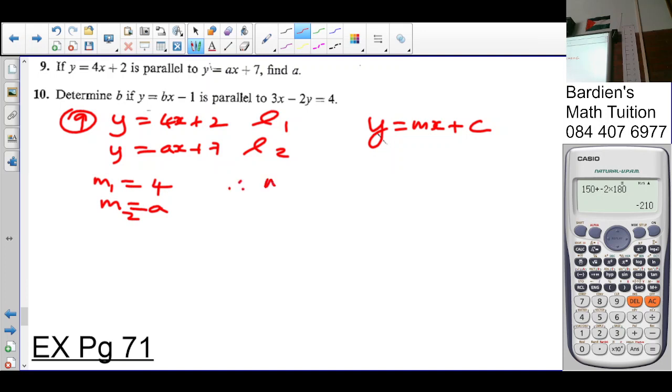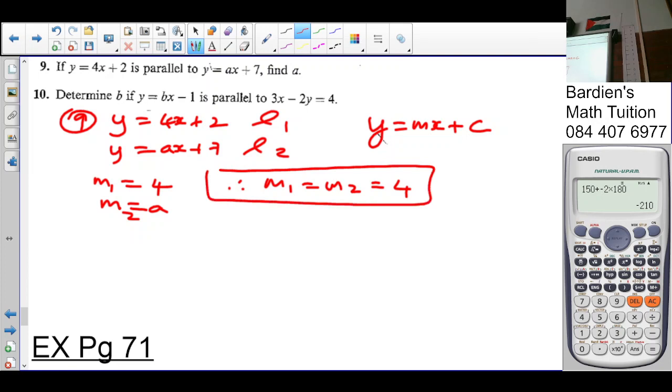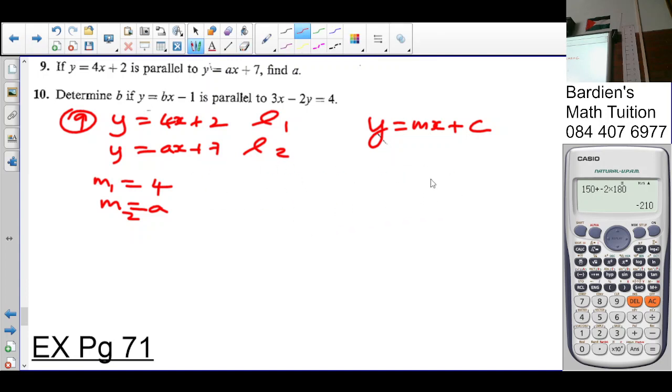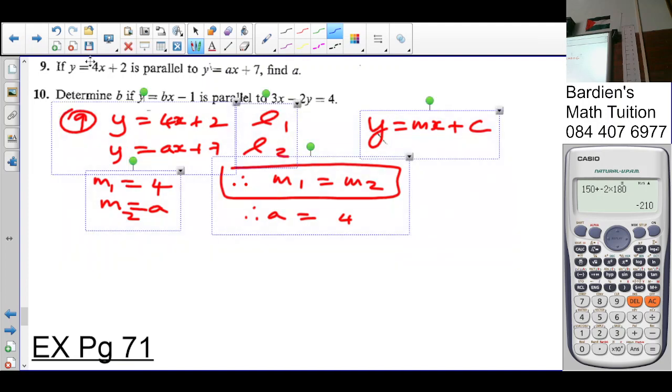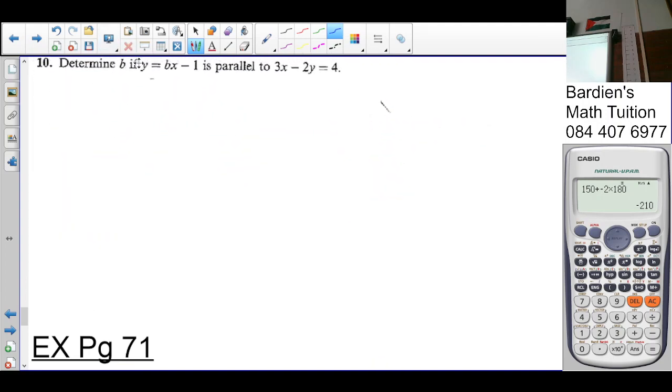So therefore, if lines are parallel, gradients are equal. That's all you have to write. They want the value for A. Okay. So therefore, this is the reasoning we're using. Therefore, A is equal to 4. Lines are parallel, gradients are equal. Let's look at the last one on the board. I'm sure there's more.